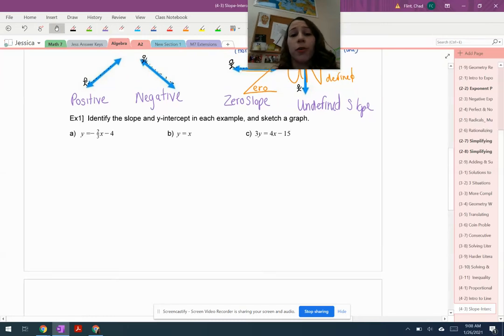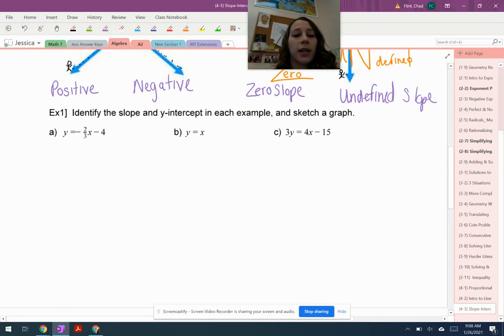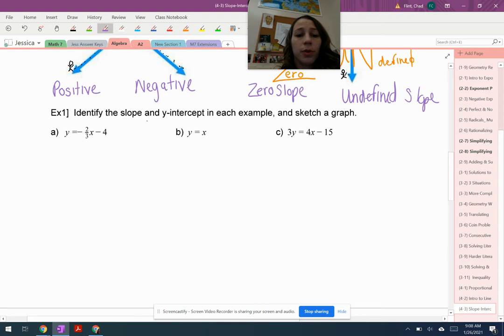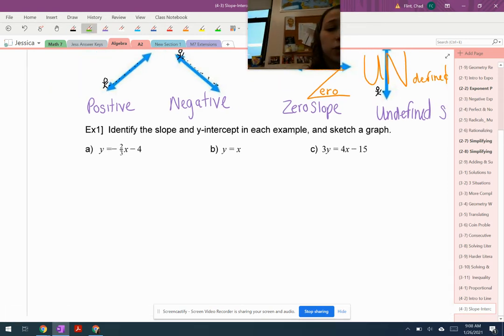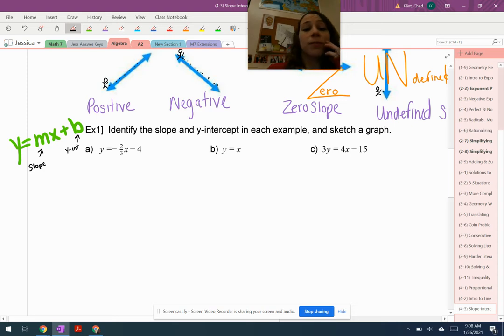Right, so example 1 for 4-3. Example 1 is asking us to identify the slope, the y-intercept, and sketch a graph. All right, easy peasy lemon squeezy. So the equation that I want floating in my head to help me is y equals mx plus b. Remember, where my m is my slope and the b is my y-intercept. So that's going to help me.